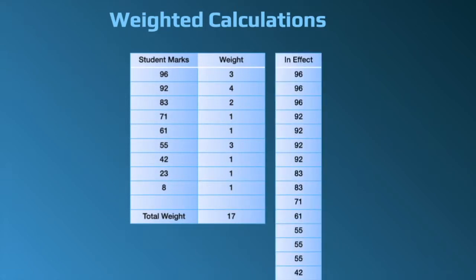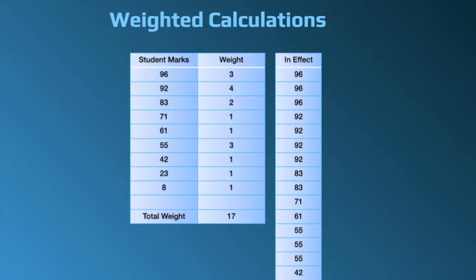The weight value has an effect of applying to each mark 1 to 4 times, depending on its weight. So the first mark, 96, is used 3 times in the calculation. The last mark of 8 is used only once. So the first mark has 3 times the influence on the overall mark. The average is determined by adding up all of the marks in the in effect column and then dividing by the total weight of 17.